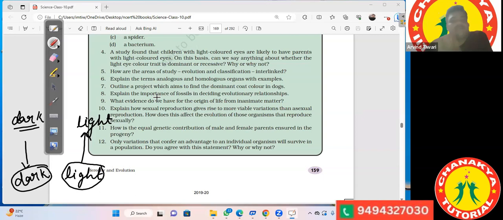Then next one, seventh question: outline a project which aims to find the dominant coat color in dogs. Is there any project by which you can aim to find the dominant coat color in dogs?